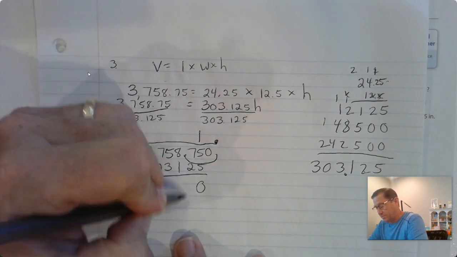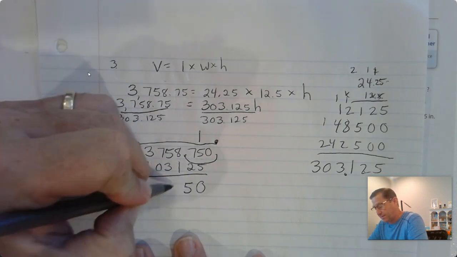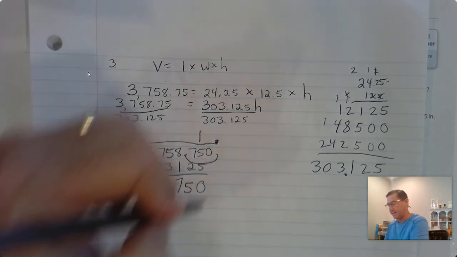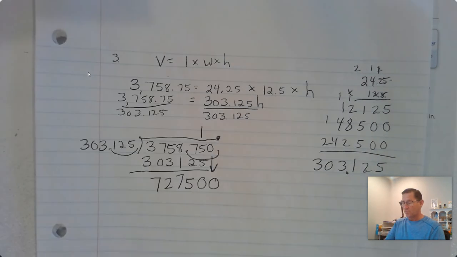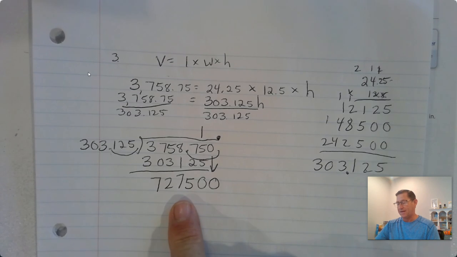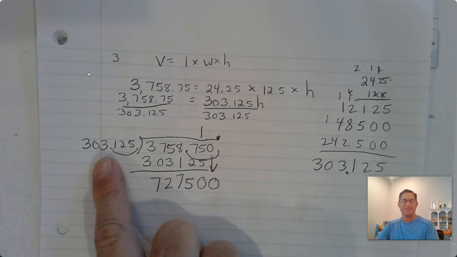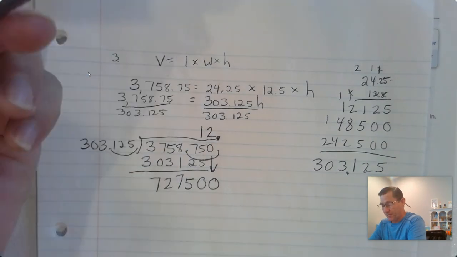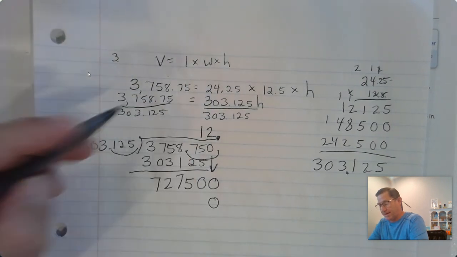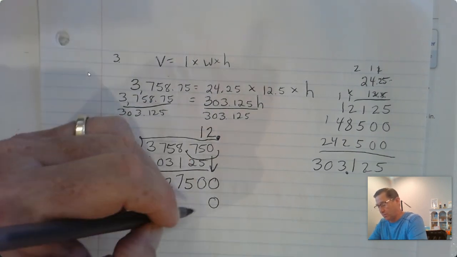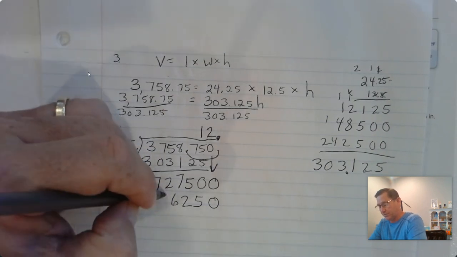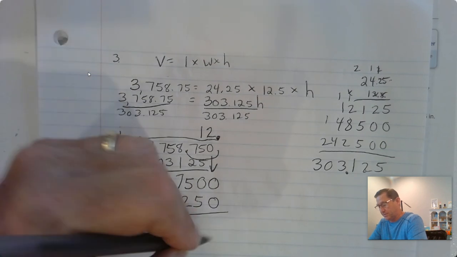Okay, subtract, we get 0. Bring down the 5. Subtract. Okay, so we're left with 72,750. Bring down the 0. 727,500 divided by 303,000. That's probably going to be about 2, right? It can't be 3. That would be 909,000. 2 times 5 is 10. Regroup. 2 times 2 is 4, plus 1 more is 5. 2 times 1 is 2. 2 times 3 is 6. 2 times 0 is 0. 2 times 3 is 6. Subtract.